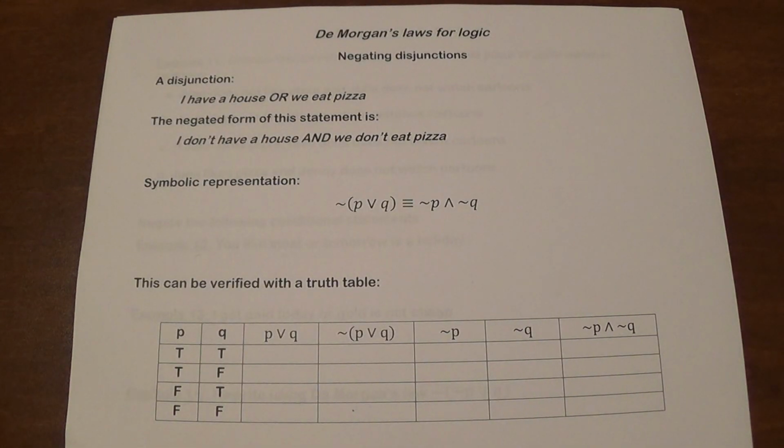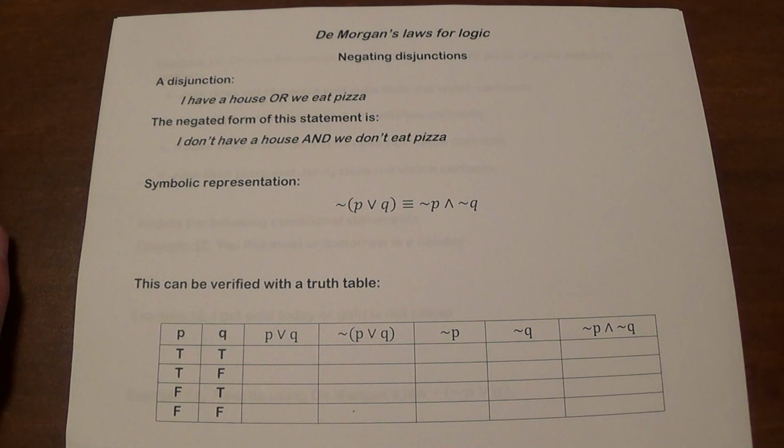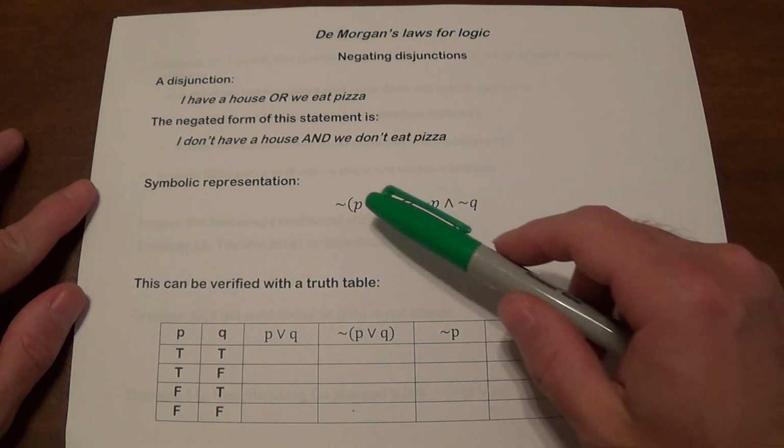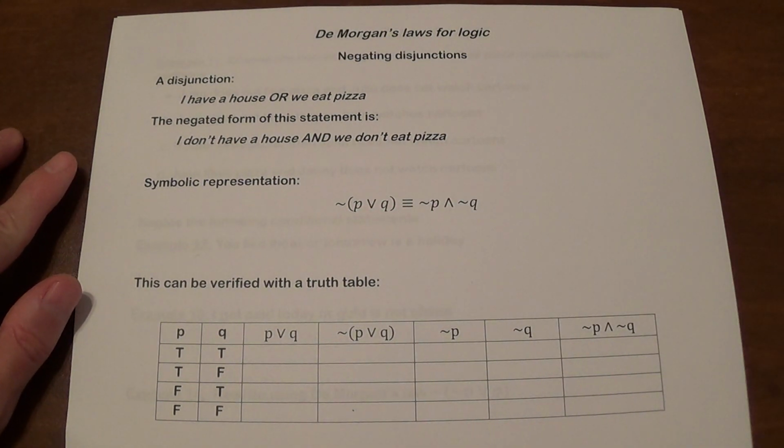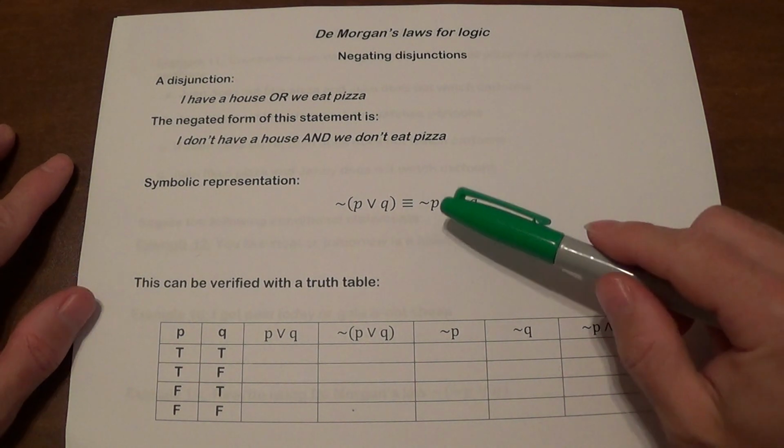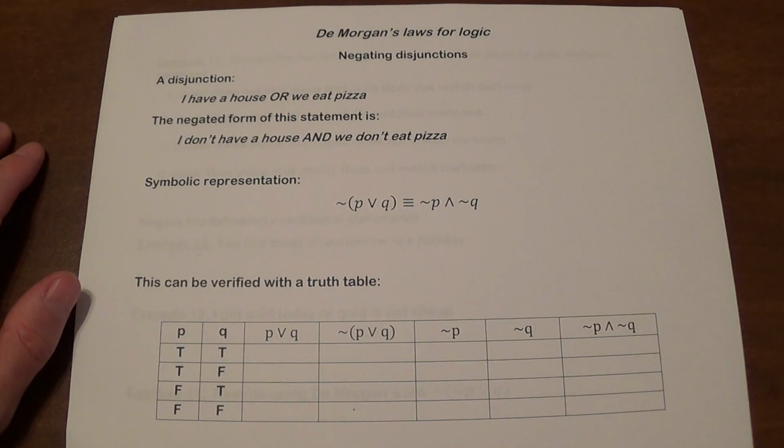A disjunction. I have a house or we eat pizza. The negated form will be I don't have a house and we don't eat pizza. Symbolically, this can be written like this. Negation of a disjunction is you negate each statement and change it to and.